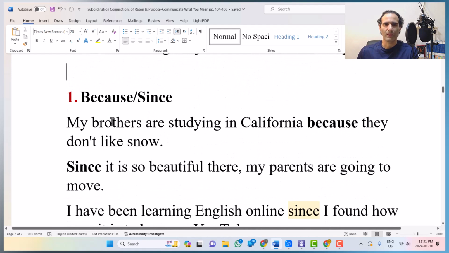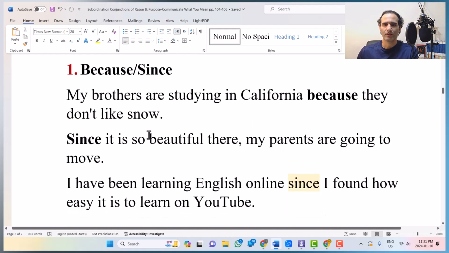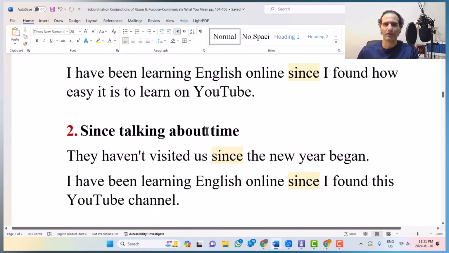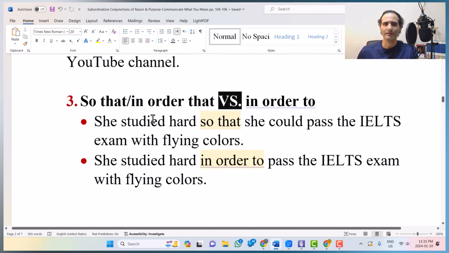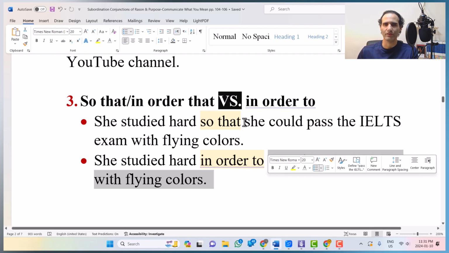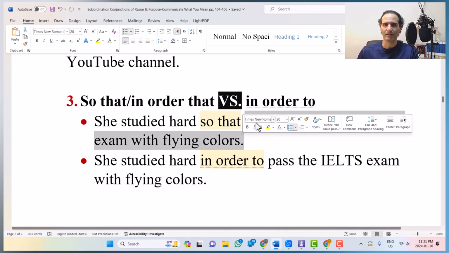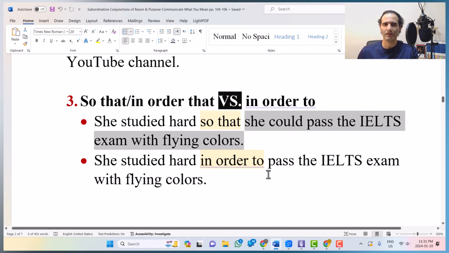Okay, first, since and because, talking about reason. Since can talk about time and reason. So that, in order that, versus in order to. I told you after in order to, we have a verb phrase. After in order that or so that, we have an independent clause, combination of subject and verb.